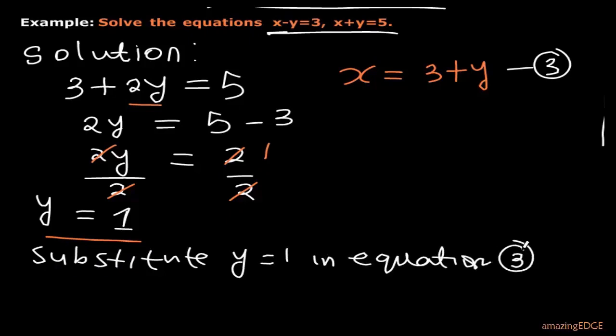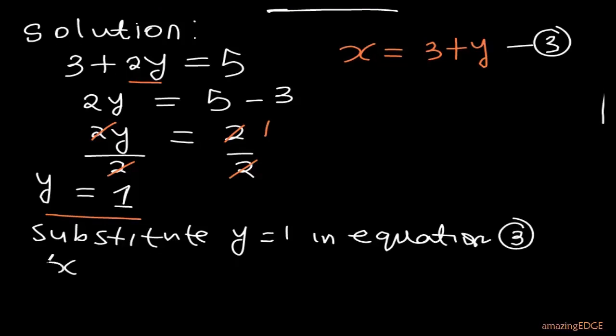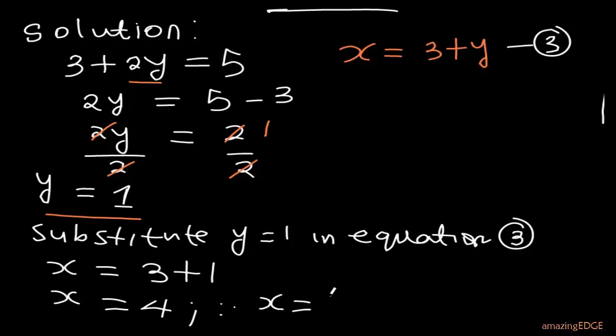So equation 3 is x equals 3 plus y. Now instead of writing y, I will write 1 because y is equal to 1. So I now have x equals 3 plus 1. So x is equal to 3 plus 1, which is 4. What I have gotten is this: I can say therefore that x is equal to 4 and y is equal to 1. So therefore now I have gotten the two values, or rather the two unknowns.